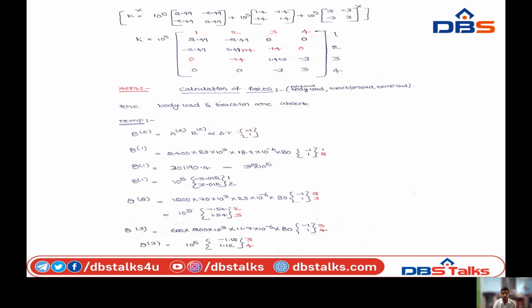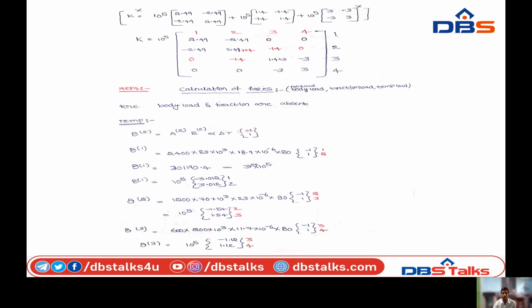Before finding the unknown nodal displacements, remember that only the temperature change delta T is given, not the temperature vectors. So for that reason, I am finding temperature vectors, that means theta 1, theta 2, theta 3. Only the temperature change and the thermal expansion coefficient alpha are given. The formula for finding temperature vectors is theta equals A E alpha delta T times minus 1, 1. Theta 1 is A1, E1, alpha 1, delta T, minus 1, 1. Delta T is similar for all three elements.